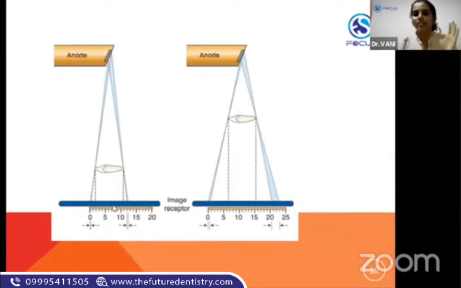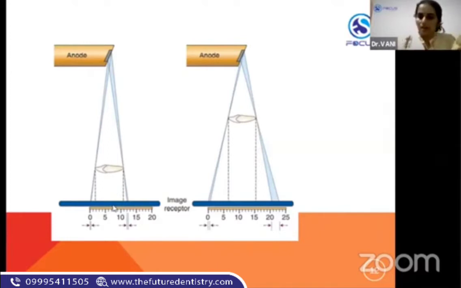So you can prevent image size distortion, that is, the magnification can be avoided by keeping a long focal spot to film or object distance. And the distance between the object and the film should be as close as possible. You have to keep a very short distance between the object and the film receptor. That is, the film should always be placed as close to the object as possible.